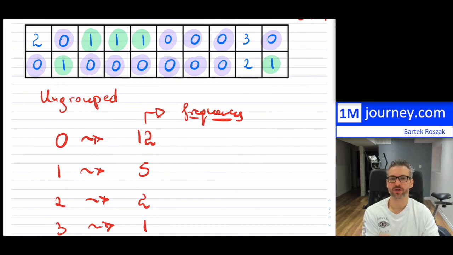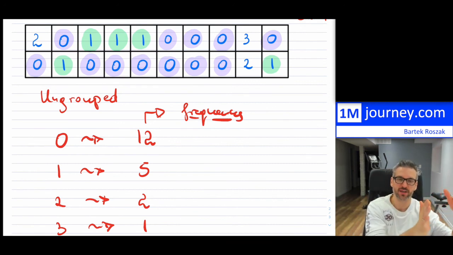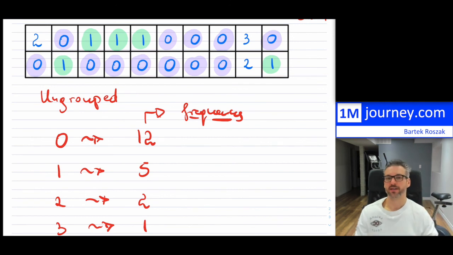If we had data like 0 minutes, 2 minutes, 8 minutes, 12 minutes, 21 minutes, 8 minutes, and so on, a huge variety and a very big range, then we would group them together, maybe between 0 and 5 minutes, between 5 and 10 minutes, between 10 and 15 minutes, and so on. But in this case, no need to group.